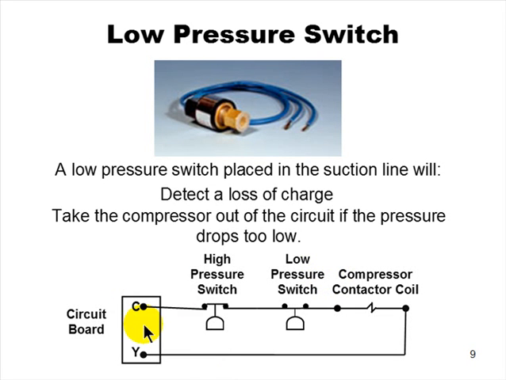Looks like this typically. The wires that feed the contactor outside, I've oversimplified this. This is an air conditioning system, but it works the same way. You'll have a high pressure switch and a low pressure switch in series with the contactor coil. When it senses a low pressure, in this case, it's going to open up and drop out the contactor. 24 volts will be lost here, and the compressor will shut down, and it will save the compressor from damage.